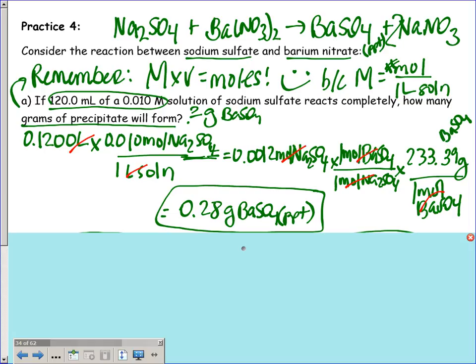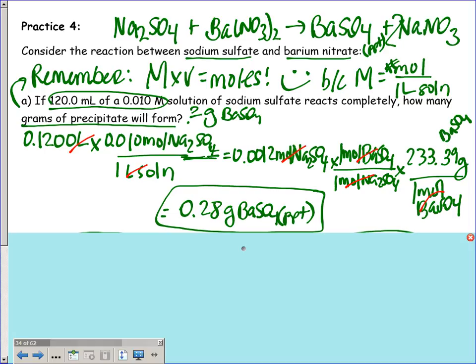Then when you took your moles of sodium sulfate, you used your molar ratio. It says how many grams of precipitate will form. Well, you didn't know what the precipitate was until you figured it out from the solubility rules, which was barium sulfate. So you took grams of barium sulfate to be your unknown. You had to get from sodium sulfate to barium sulfate, and that was a 1-to-1 mole ratio, which we had from our balanced chemical equation.